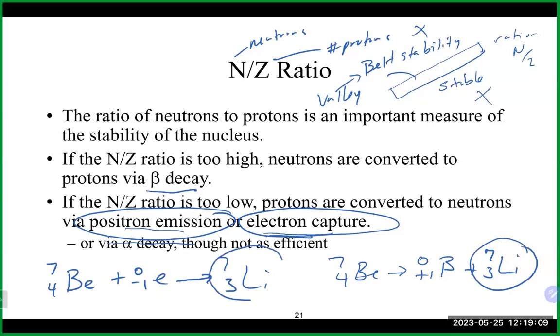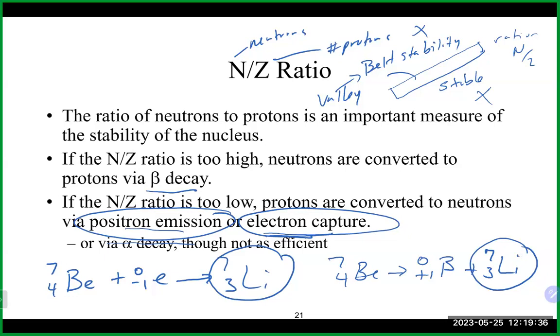So that's why on that one, you kind of have two options, because you will pretty much end up with the same guy as a result of it. So that's why when we're too low, we can have those two options, positron emission or electron capture, which will end up with the same product. Again, if we're too high, it's going to go through a beta decay. Any questions on that there?